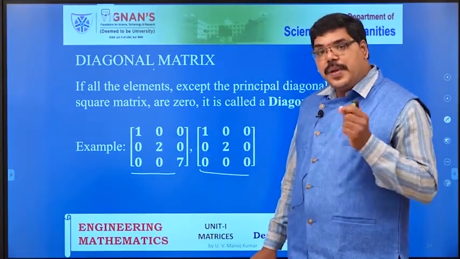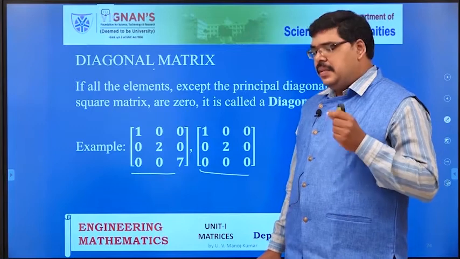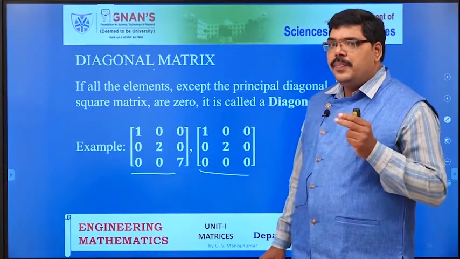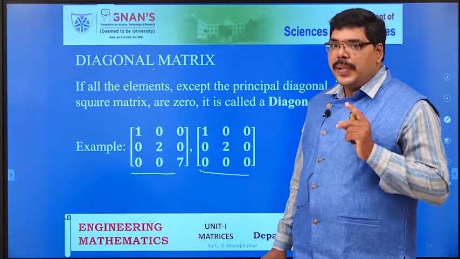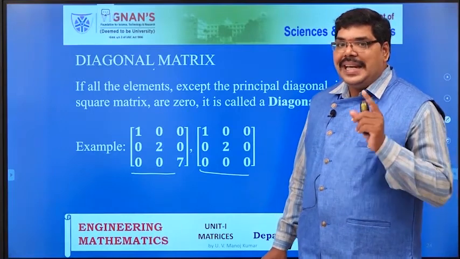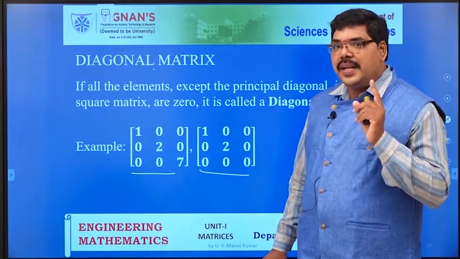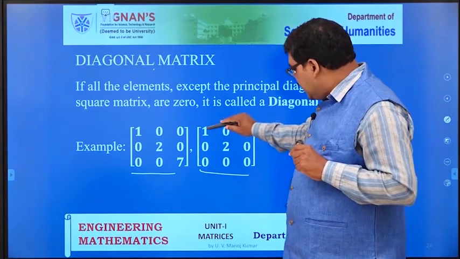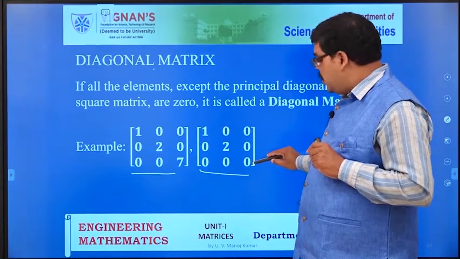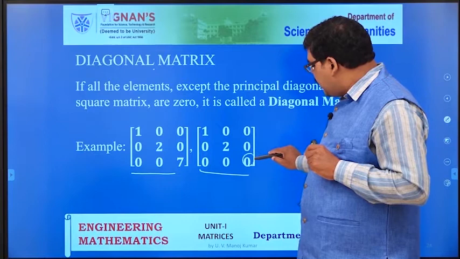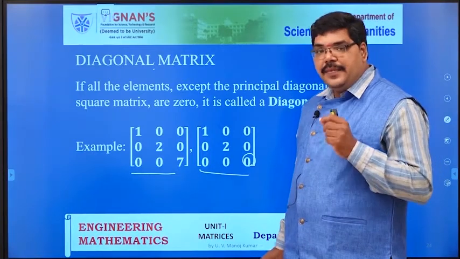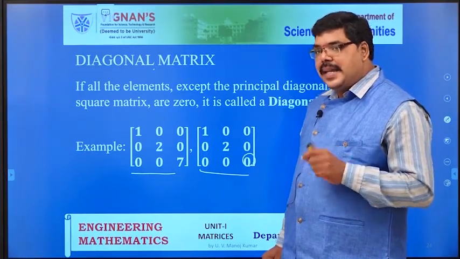What about the principal diagonal elements? They may be 0, they may not be 0, but there must be at least one non-zero element in the diagonal. See here, in the second example, one of the elements of the diagonal is also 0, even though it is called a diagonal matrix.